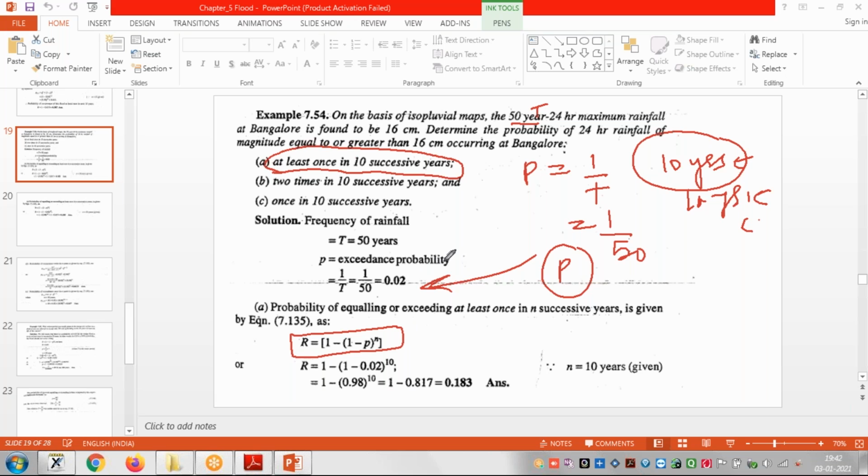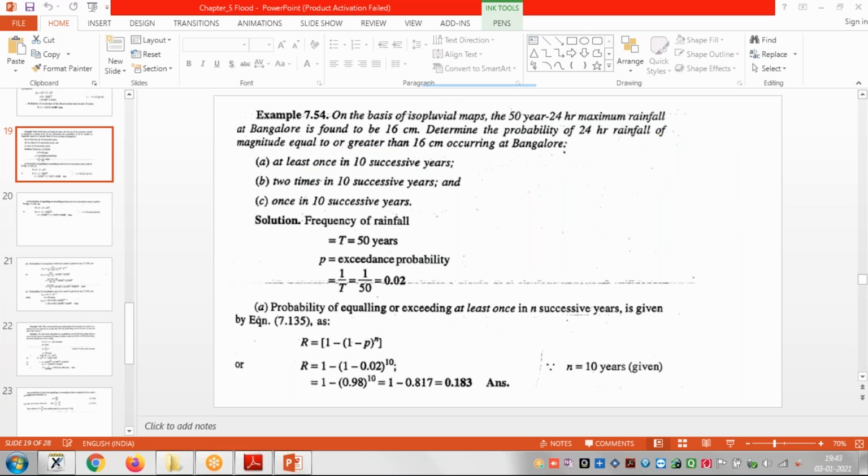So first, what is the risk? After 10 years, they put the value of n as 10, because they are asking once in 10 successive years. In the risk formula, p we already got, and the n value we put here. So we will get the value of risk in 10 years. If we put 10 years, the risk is 0.183.